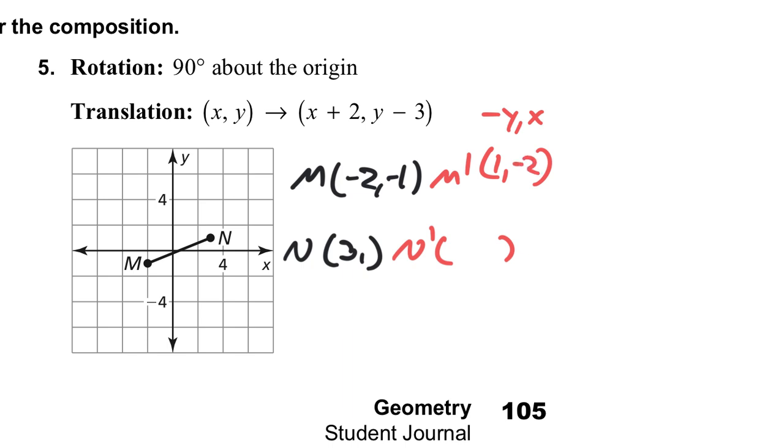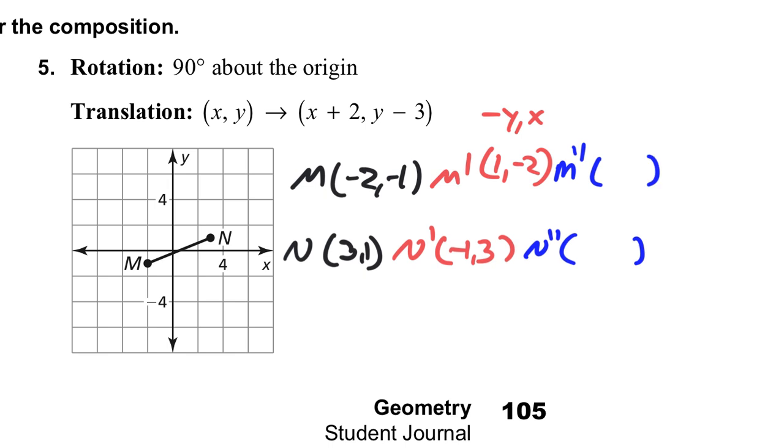And then let's see, what's the next one? That was 3, 1. So that's going to give me -1, 3. Now I'm going to do the translation. So now I want M double prime, N double prime.